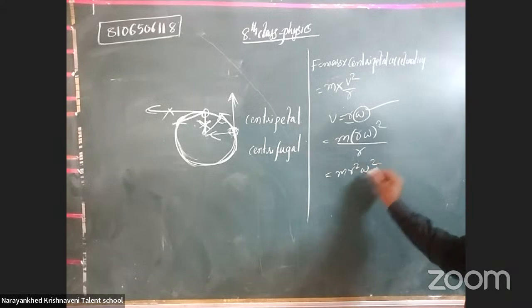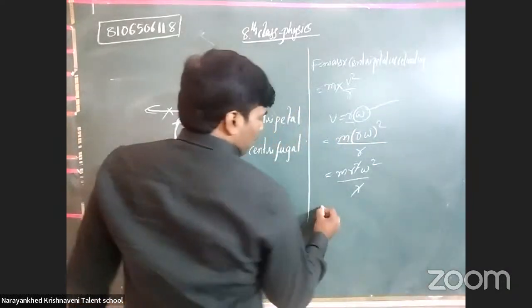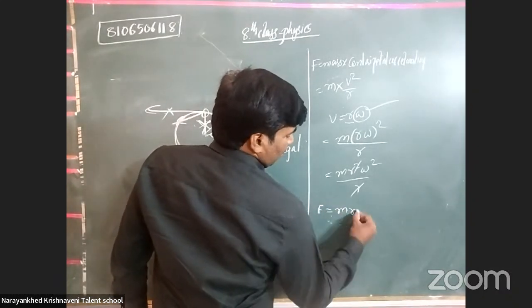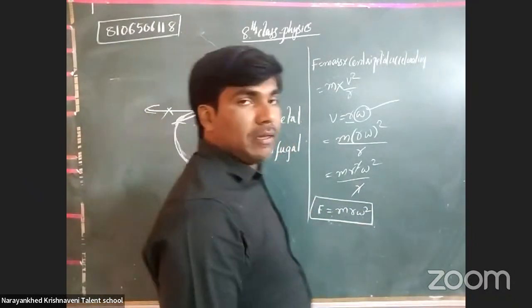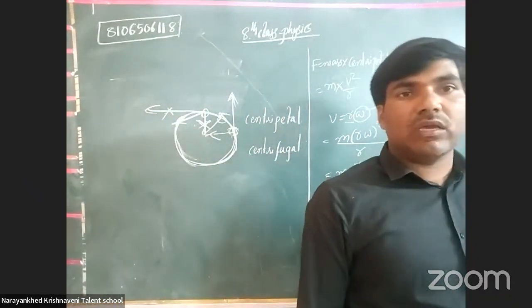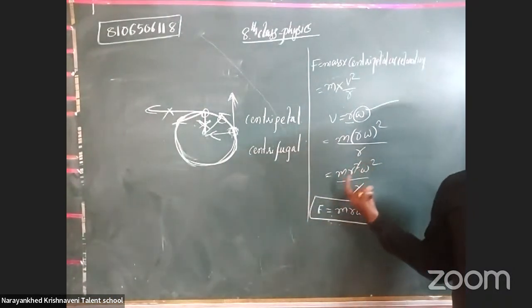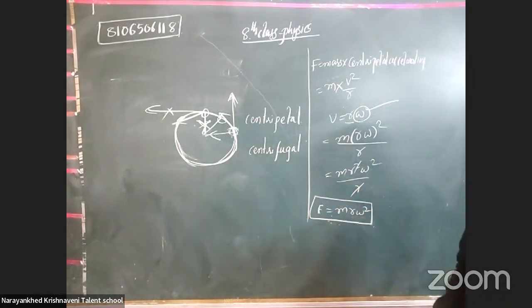Now it is also written as m into r squared omega squared by r. This is also written as m r squared omega squared by r. R we cancel. F is equal to m r omega squared. This is called centripetal force, working on our circular motion body. Got it? Hope you got it.